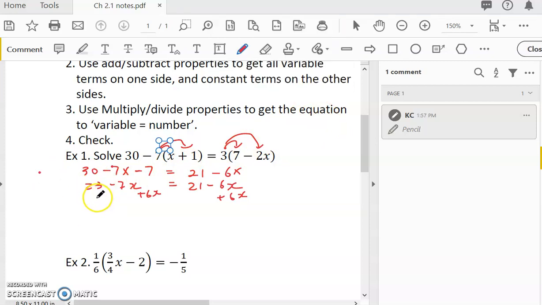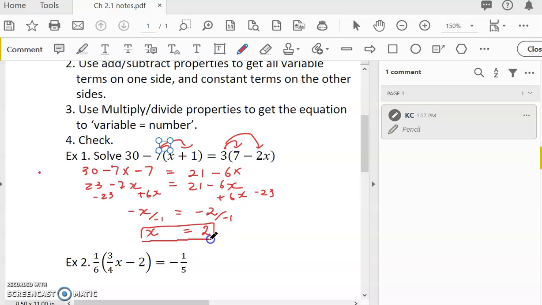Then I subtract 23. So subtract 23. So this side would be negative 7x plus 6x, which is negative x. And on the right-hand side, I have 21 minus 23, which is negative 2. So this is not done yet, because at the end, I need to have variable equal to a number. So I divide by negative 1, because negative x means negative 1 times x. Divide it, it will become x, and it will become 2. So this is the answer.